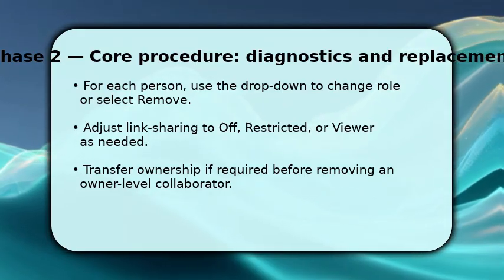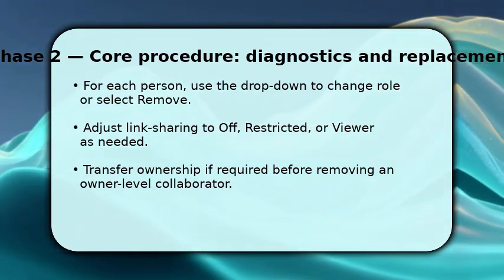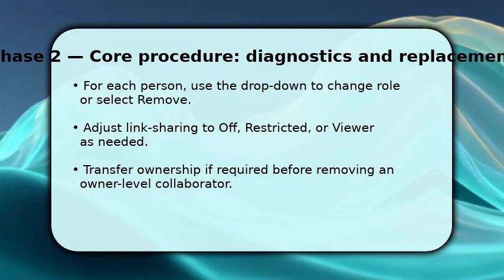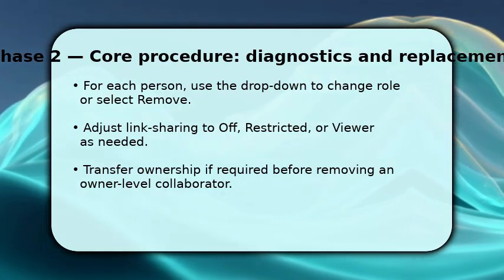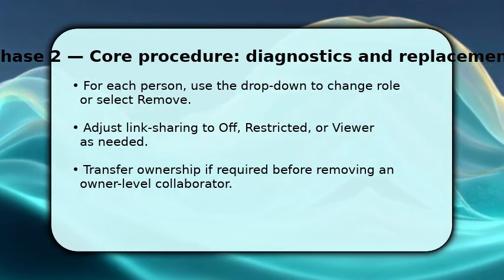If someone has owner rights and must be removed, transfer ownership first. You cannot remove the sole owner otherwise. Make sure to set link sharing to restricted if you don't want anyone with the link to view. After edits, click Done to save.